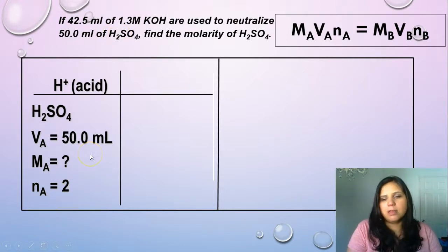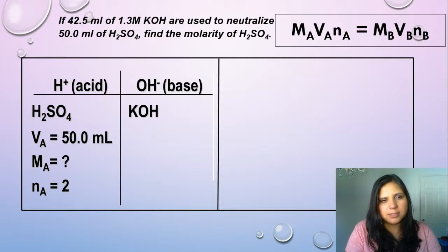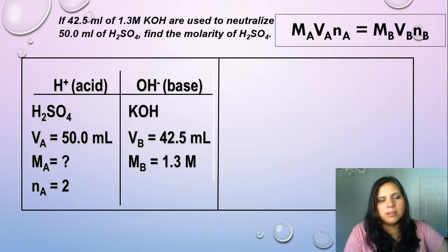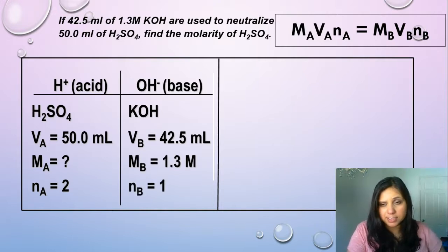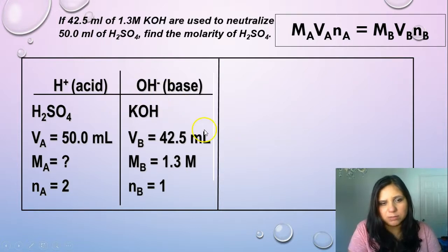Okay. Now let's look at the base. OH minus. We are looking at what? KOH. So KOH is our base. The volume of base is 42.5. The molarity of the base is 1.3. The number of hydroxide ions is 1. Okay, so that's because it's just KOH. Had it been KOH parentheses 2, I would say this is a 2. But there's just one OH in the formula.